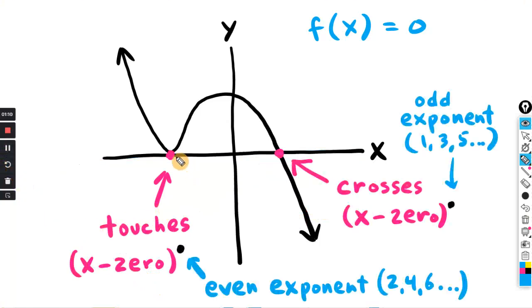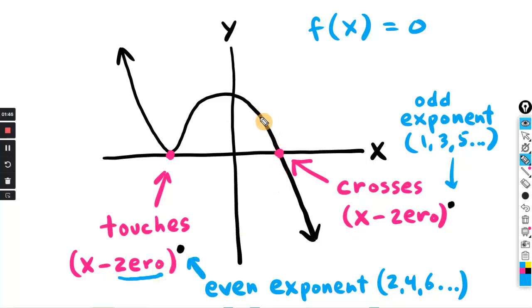For each of the zeros, I'm just using the same diagram here, you're going to create a binomial by doing x minus whatever that zero is. This isn't necessarily the number 0, it's whatever number is here. And when the graph touches or bounces off the x-axis, the exponent on that binomial is going to be even, in other words 2, 4, 6, and so on.